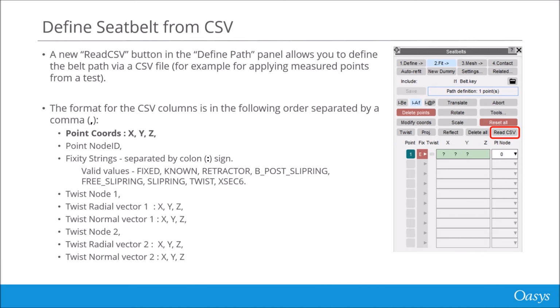And the CSV file just needs to contain XYZ coordinates really, but there are other things you can specify in there, like a node ID, what type of point it is, maybe it's a retractor, maybe it's a slip ring, and so on. So you can populate that with lots of different things if you want, but it really just needs the XYZ coordinate. So this is another way that you can more quickly populate and set up the path points for a seatbelt definition.